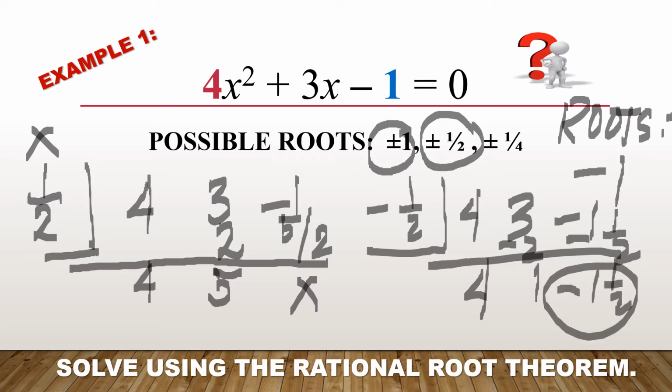So again, this is not 0. Therefore, negative 1 half is not a root. So we're done with positive negative 1 half, and both are not roots. Now, we have the last choice, positive negative 1/4.